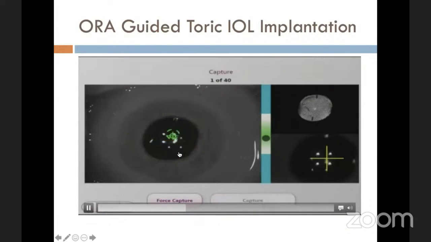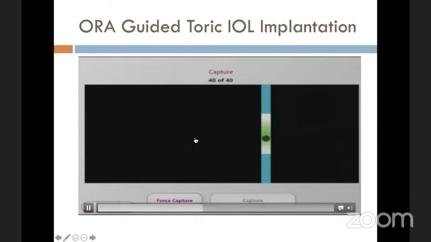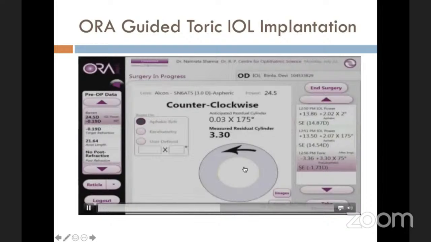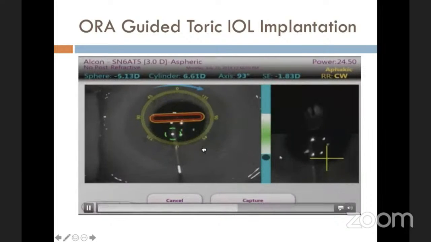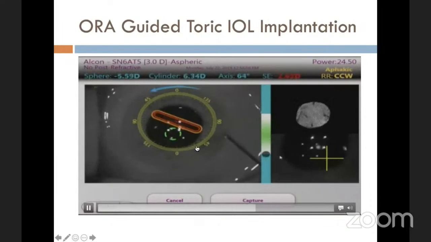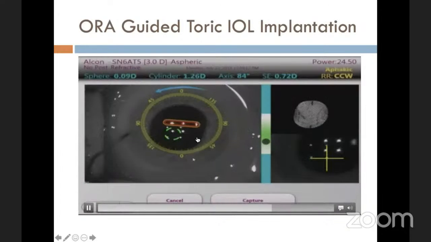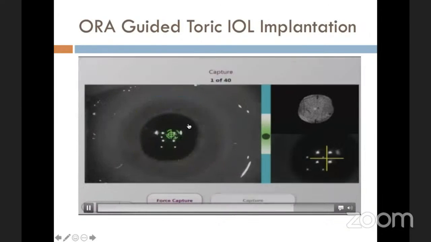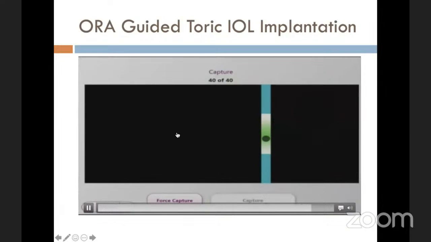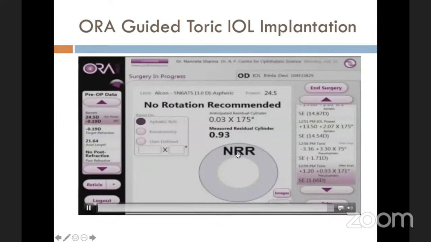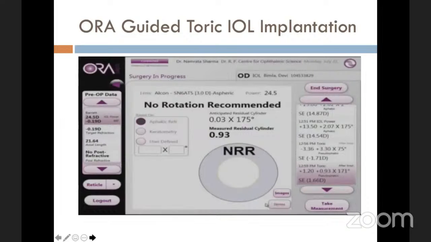Then there is this basket, and when you put the lens inside, it will keep telling you which side to rotate. So you put the lens, and it is telling you to rotate in the other direction. This blue arrow also tells you whether to rotate counterclockwise or clockwise. And then you have to get that whole central part into the basket. So when you get this NRR, which means that no rotation is required, that means you've reached the end point and you are there.